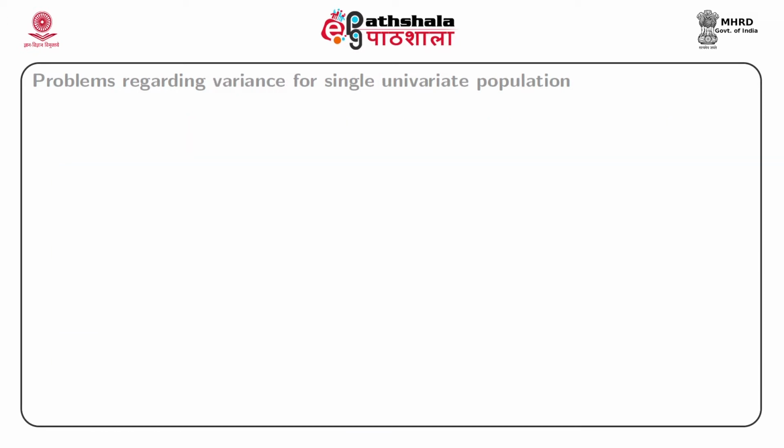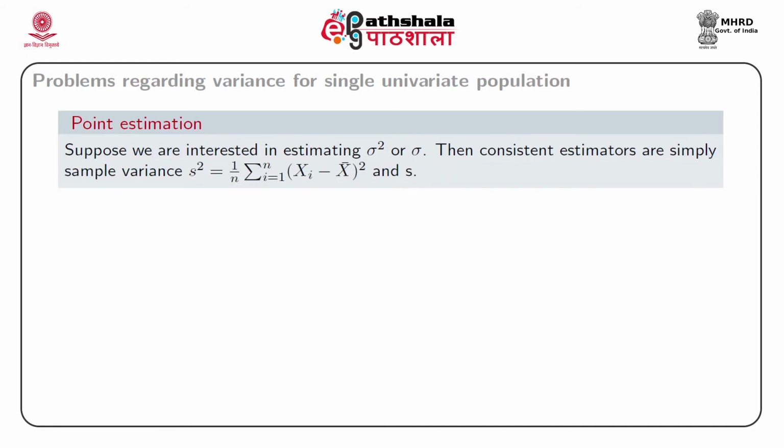So our next problem is the problem regarding variance for a single univariate population. So we start with point estimation. Suppose we are interested in estimating sigma square or sigma, that is, the population variance or population standard deviation. Then consistent estimators are simply the sample variance s square, which is defined as 1 by n summation (xi minus x bar) square, and it was proved earlier that s square and s are consistent for sigma square and sigma respectively. So these are good estimates, at least in large samples, for the mentioned parameters.